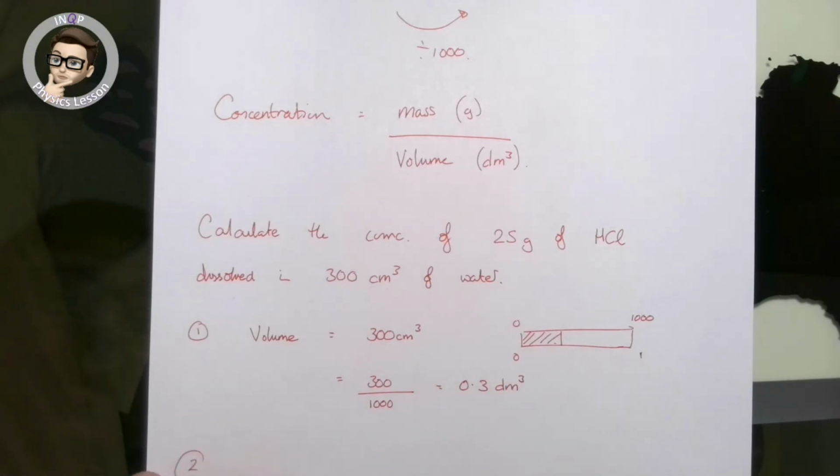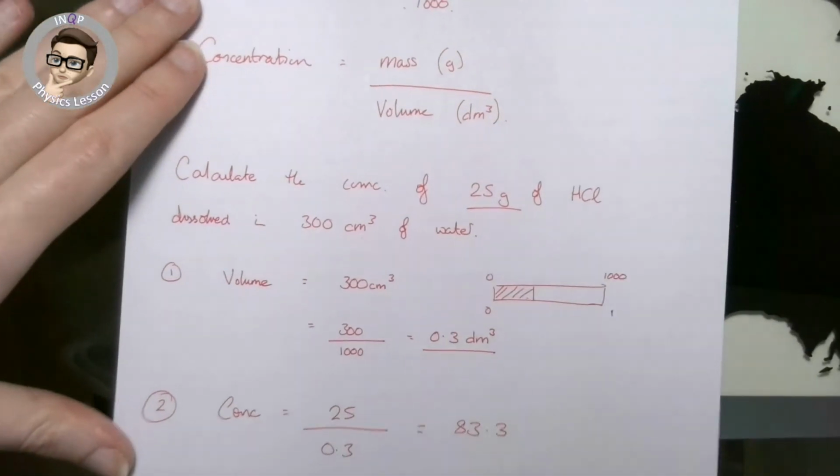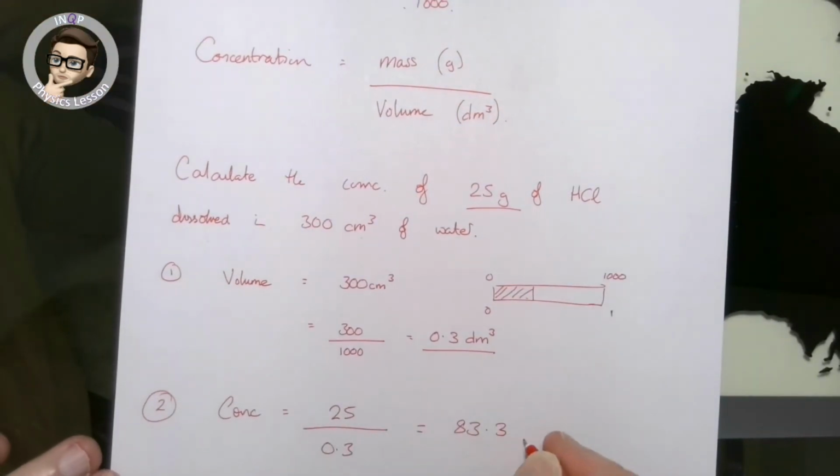And then step 2 is to work out the concentration, which is going to be 25 because we're already in grams coming from up here. Divide that by 0.3, which will give us an answer of 83.3 grams per decimeter cubed, g dm^-3. Don't worry too much about that.